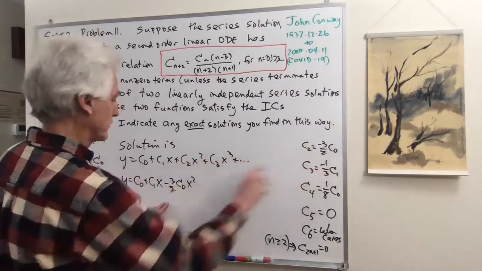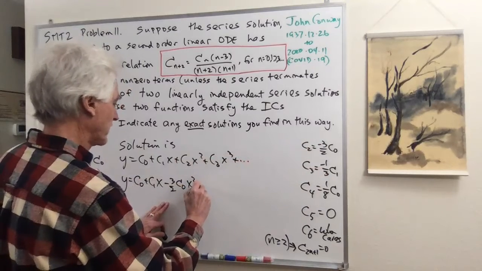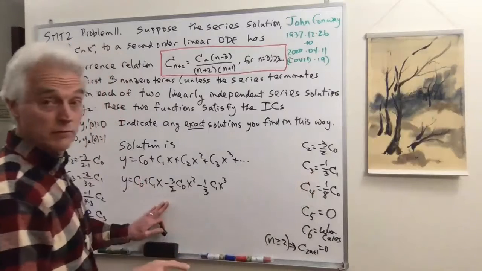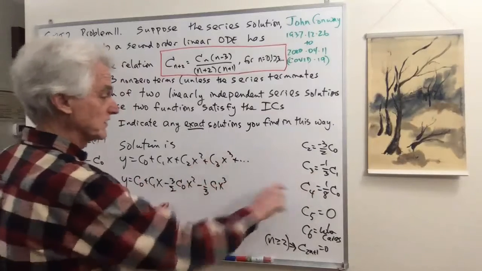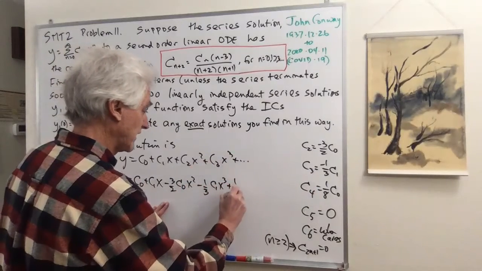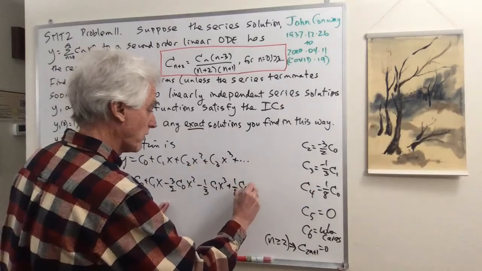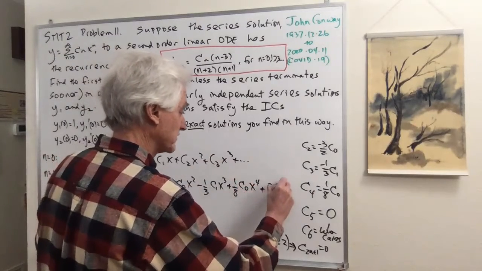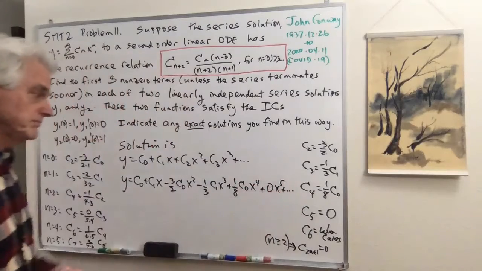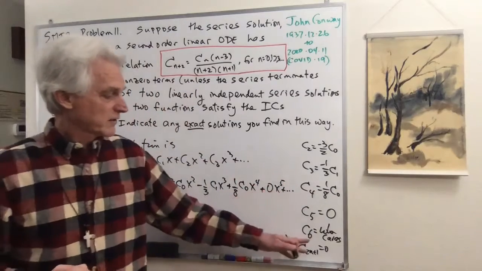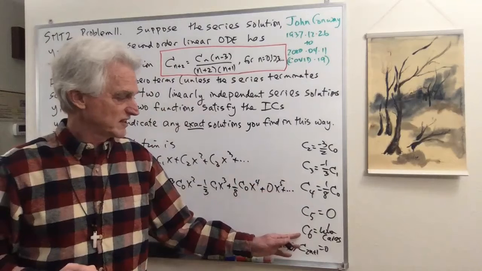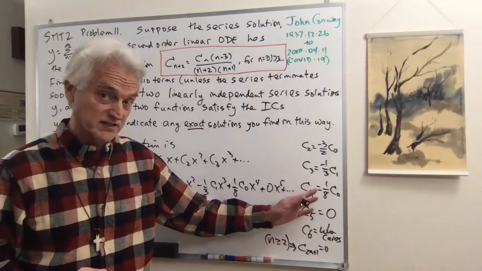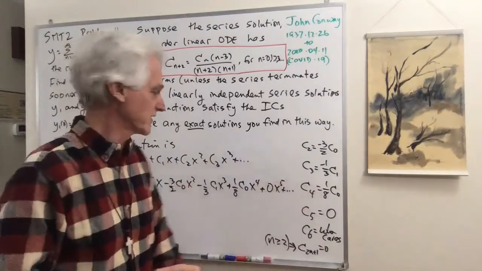C3 is negative 1/3 C1. So I have negative 1/3 C1 x cubed. Right? And then what plus C4? C4 is plus 1/8 C0 x to the 4th plus 0 times x fifth plus ... And let's not forget that there's some C6 times x6 I don't care about, but there is plus 0 times x to the 7th, plus 0 times x to the 9th, etc.